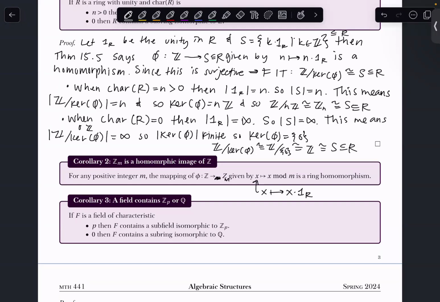Characteristic 0 or prime, we are seeing show up here. If my characteristic is prime, it turns out that I'll have a ZP showing up in my field. Notice that this is a field itself. If my characteristic is 0, then really I can think I'm going to have Z showing up in here. But even more than that, I'm going to have the smallest field that contains Z. And that's going to be the rational numbers.